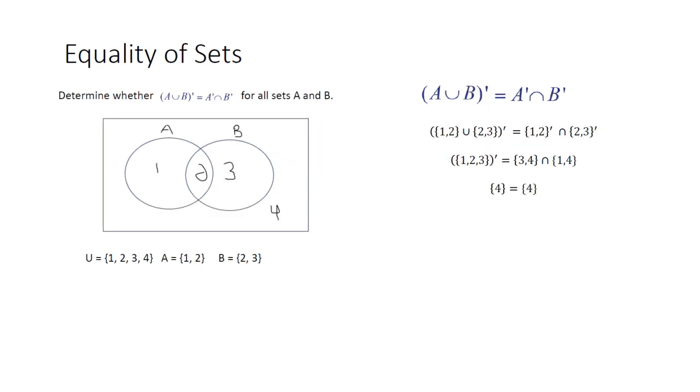Okay, so now we are saying the complement of 1, 2, 3. So everything that's not in 1, 2, 3 is going to be 4. And the intersection of 3, 4 and 1, 4 is going to be 4. So if we can see here, 4 is equal to 4. Okay, so what that means is that this set on the left side and this one on the right side is going to be true. So we can say that this will be equal.